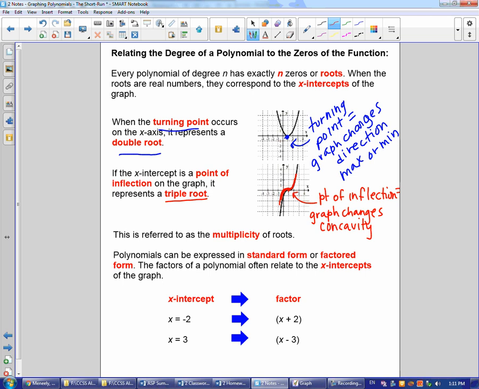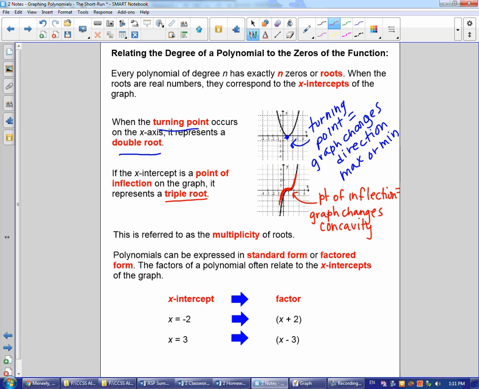So polynomials can be expressed in standard form like we saw last time, or in factored form like I showed you in the last example. And the factors of a polynomial often relate to the x-intercepts. So if I have an x-intercept at -2, that means the graph crosses the x-axis at -2. When I write it as a factor, it's going to be the quantity x plus 2. And that's where I put it in parentheses. If the x-intercept is at 3, that means I'm going to have a factor of x minus 3.